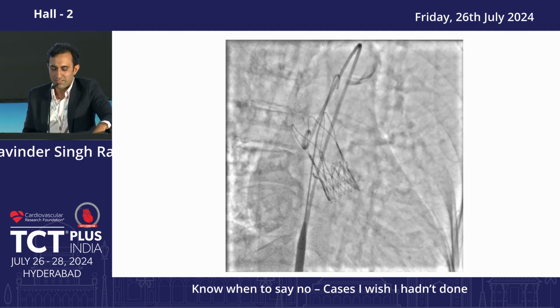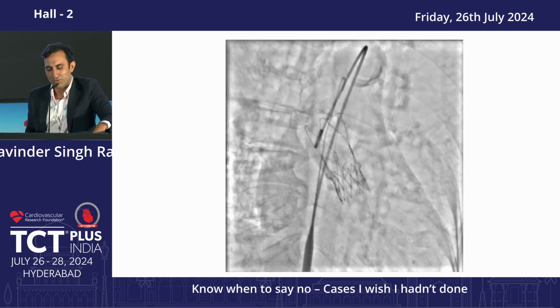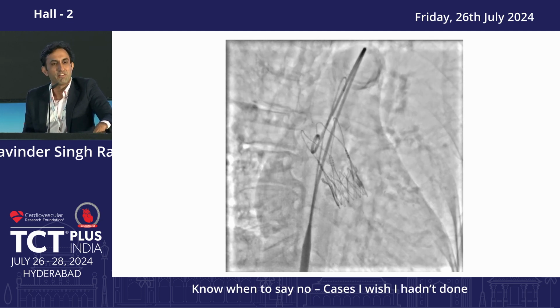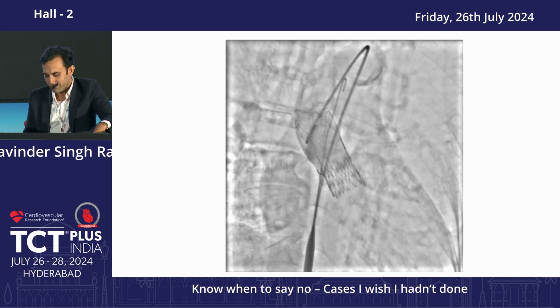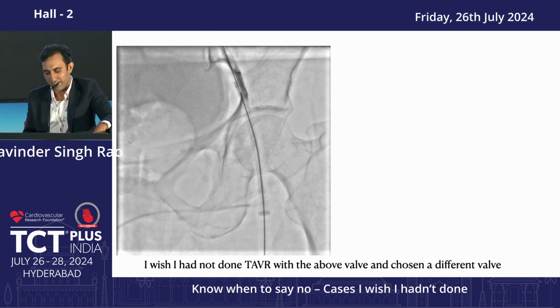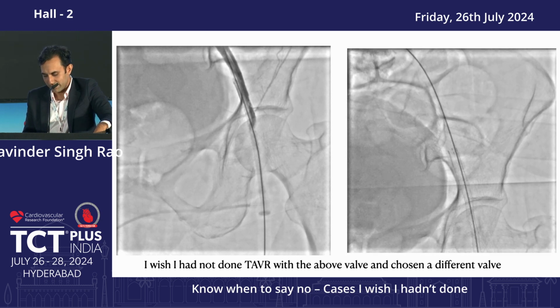Now, there's a new valve, a new kid on the block, you want to use this valve, and you went ahead and pushed your sheath and did the valve. Looks fantastic. No paravalvular leak, no pacemaker, no bleeding. And this is what we noticed on the left side: a total closure of the common femoral vessel.